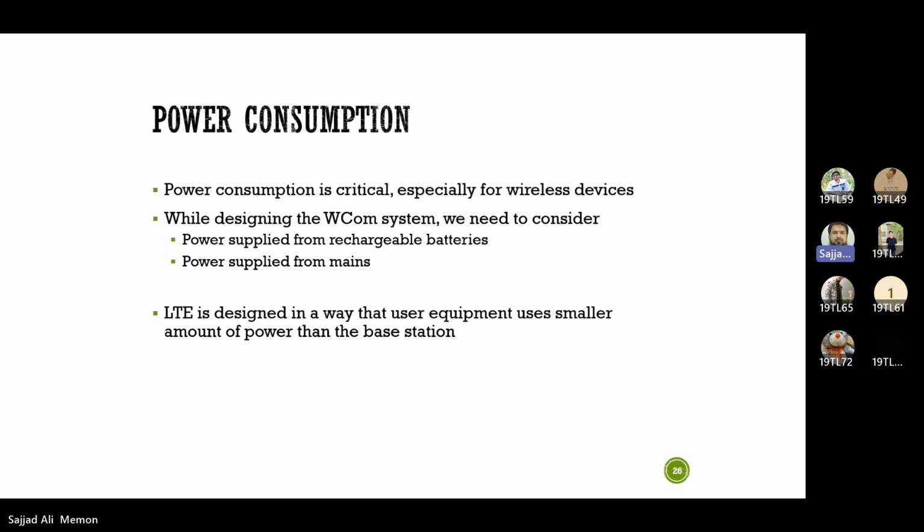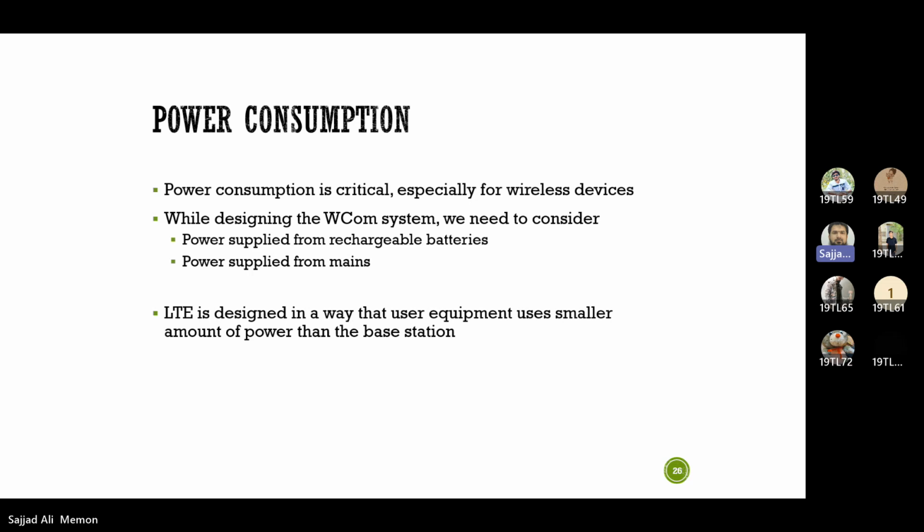Power consumption is critical, especially for wireless devices. While designing the wireless communication system, we need to consider power supplied from rechargeable batteries and power supplied from mains. LTE is designed in a way that user equipment uses a smaller amount of power than the base station. Like in GSM, we have uplink and downlink frequencies. We kept the uplink frequency lower than the downlink frequency because the user equipment, the mobile from the user side, will be on rechargeable batteries. It is unlike the base station, which will be running on direct AC power from the mains. So the lower the frequency, the lower the power consumption. That is the idea behind keeping the uplink frequency lower compared to the downlink frequency.